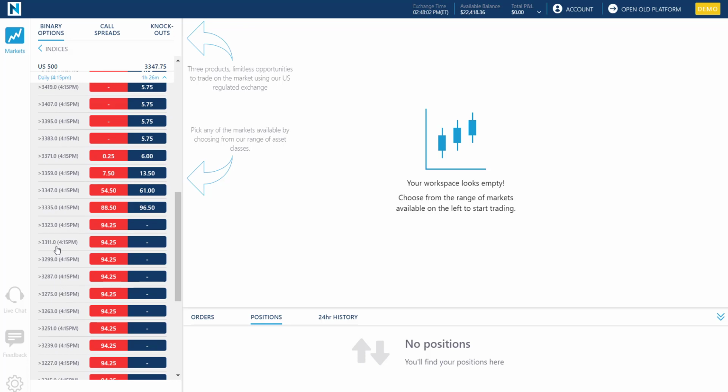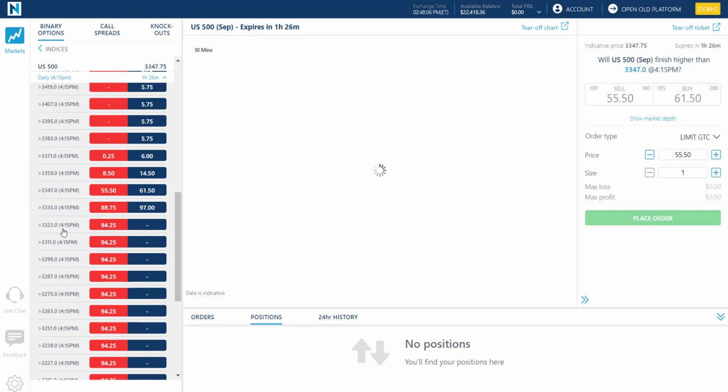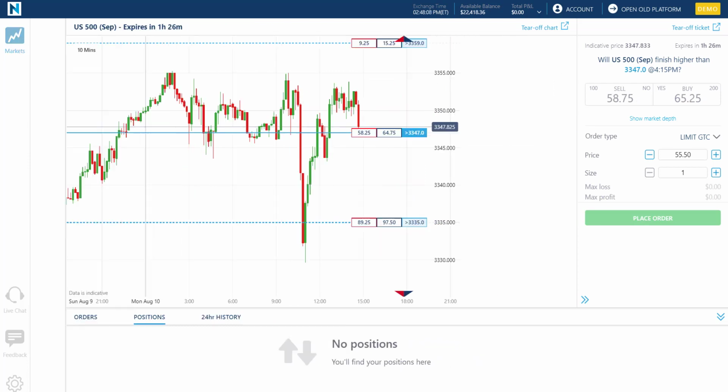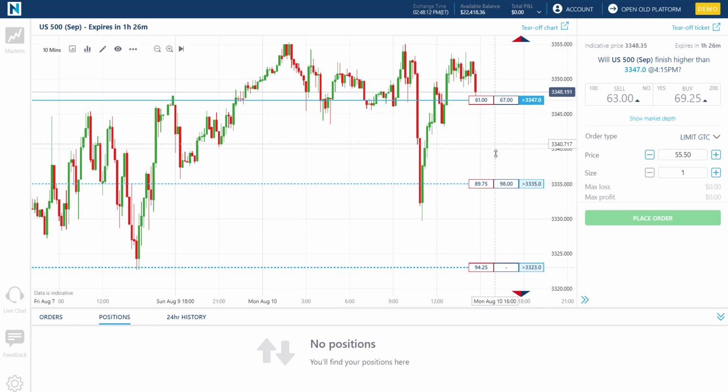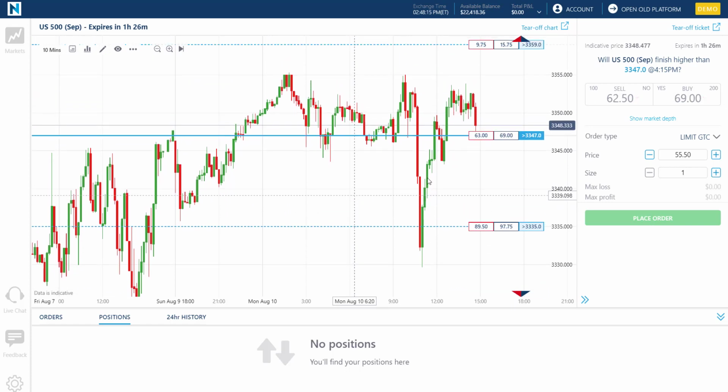Once you've identified the specific contract you're interested in, click on it to populate a price chart as well as bring up an order ticket on the right-hand side of the platform. Notice at the top of the order ticket, there is a specific description outlining the details of that contract. Here we see, will the US 500 finish higher than 33.47 at 4:15 p.m. Eastern, which is the level we selected when choosing the contract.